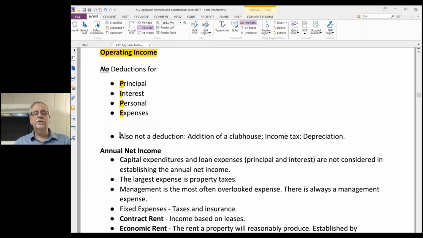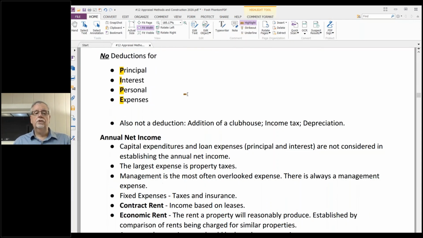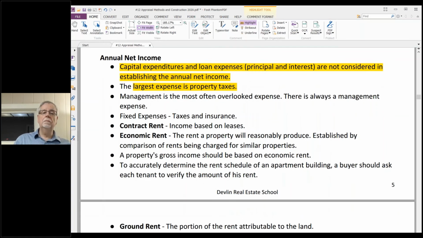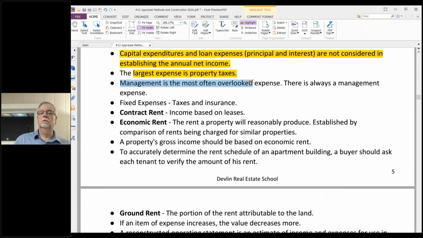Also not a deduction: adding a clubhouse, income tax, depreciation. Those are not deductions. So capital expenditures and loan expenses are not considered in establishing the net income. The largest expense is property taxes. That's so true. Management is most often overlooked. Well, how about this? I manage it myself. Do I have a management expense? The answer is yes.